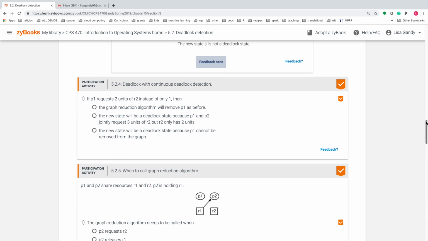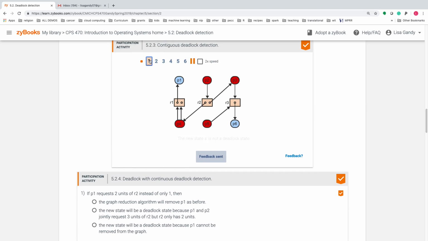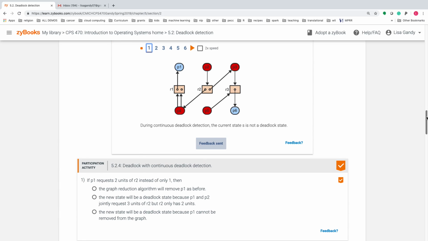Okay, so let's look at this. We're at the first state. This is our resource allocation graph. If P1 requests 2 units of R2 instead of only 1, then what will happen? The graph reduction algorithm will remove P1 as before. So if P1 requests 2 of R2, it's going to be blocked because there's nothing for it to get. So we'd have to go through this whole thing.